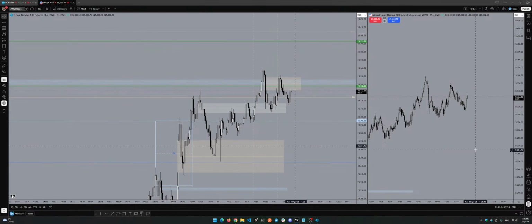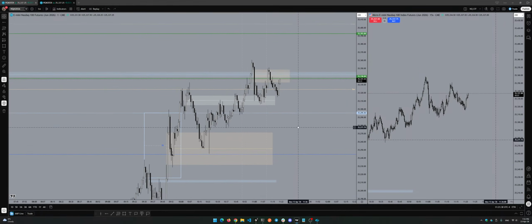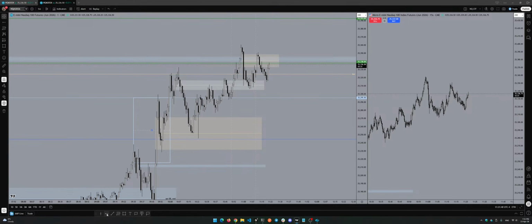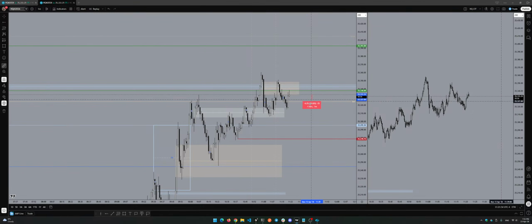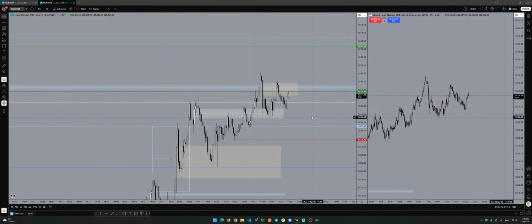The target for lunch macro is the first low formed after 10:30, and it's this. I'll take the higher one and mark it in my chart. Sell side. It's 54 handles.